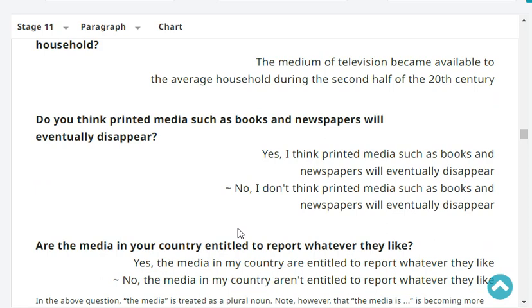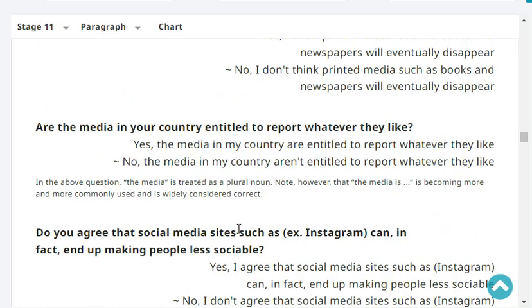Do you think printed media such as books and newspapers will eventually disappear? Yes or no? No, I don't think printed media such as books and newspapers will eventually disappear.